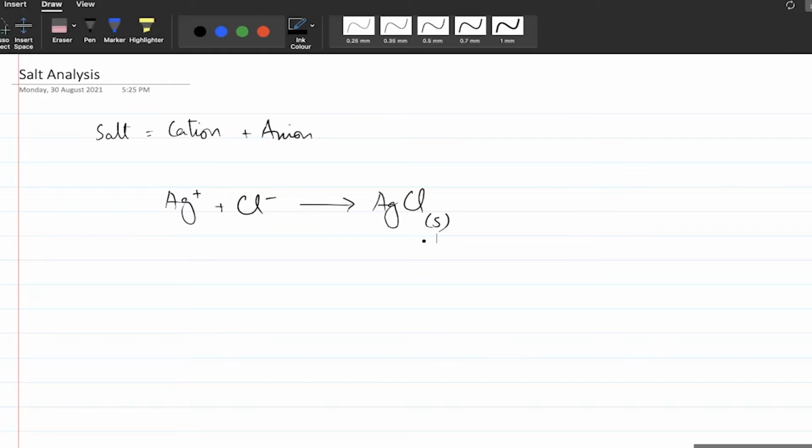And if I can do that with the cation or the anion that I'm interested in, then I will know for sure what the other ion is. So for example, if I wanted to check if I had chloride ions, I will just add silver ions and hope that I get a white precipitate, because that's what silver chloride is. So if chloride is there, I'll get a white precipitate, and that's an indication that you had chloride because you added silver. So that's how we do it.